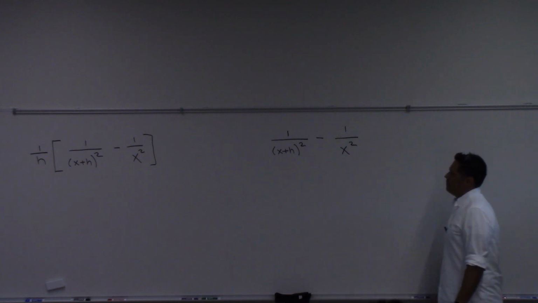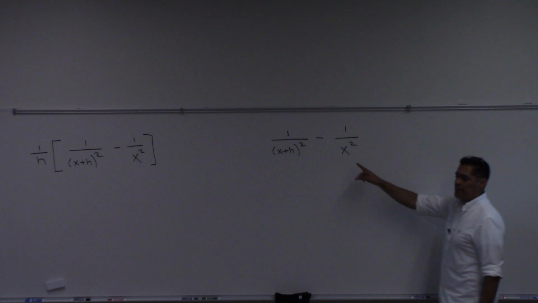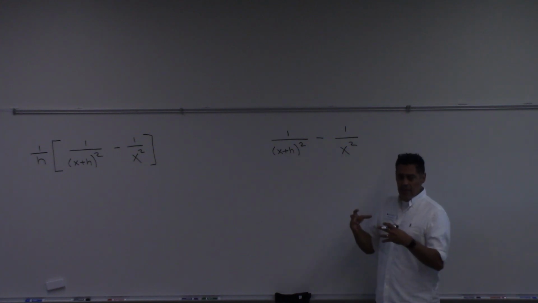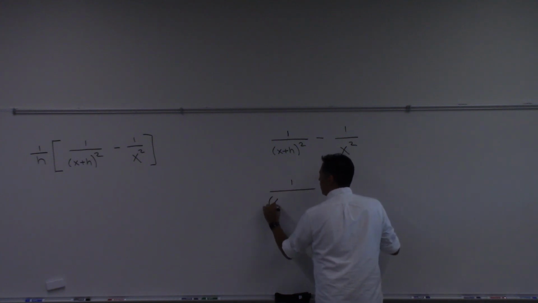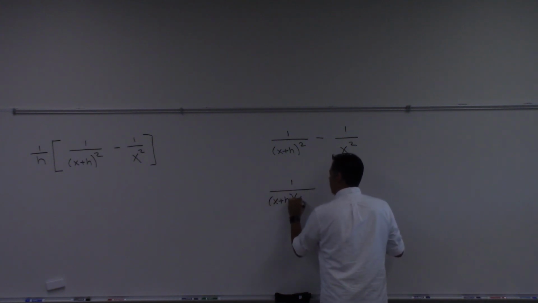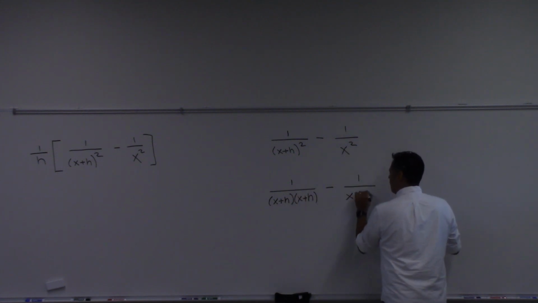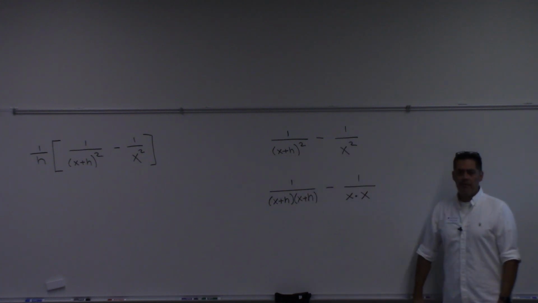All right. I need to get a common denominator in order to subtract these, right? I need to get a common denominator to put these together. You don't need to write this line down. I just want to really make sure you understand what this fraction over here means and what this one means, right? This means this, and this means this.